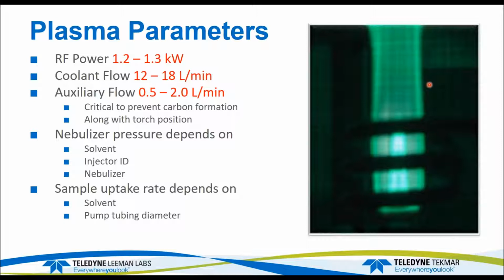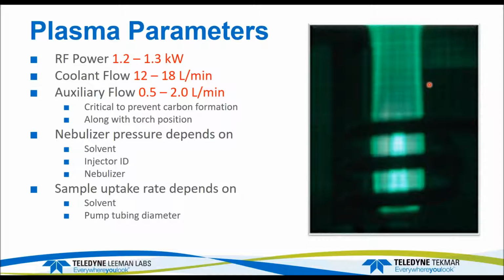The critical flow for me is the auxiliary flow, and that can be anywhere from 0.5 up to the max of 2.0. That's critical so that you can prevent carbon formation. The auxiliary flow pushes the plasma away from the injector and away from the auxiliary tube. If it's too low and the plasma sits down low, you may have some carbon issues over a period of time. It can happen very quickly, or it can happen slowly over a period of time.